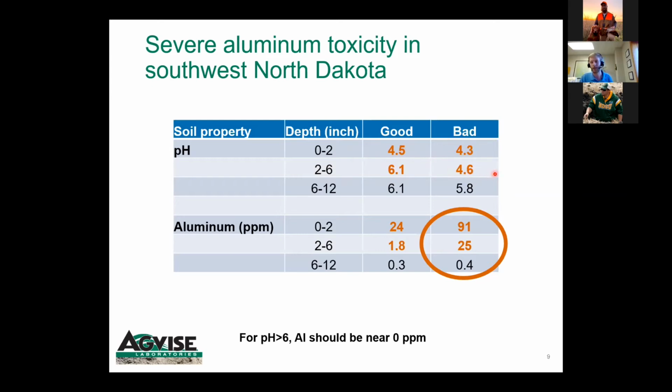And when we look at how much aluminum was created because of the low pH, in the top 2 inches, it was way up at 91 and 25 parts per million, which is a lot of aluminum. If you have pHs that are greater than 6 or close to 6, you shouldn't have any soluble aluminum there that wouldn't create any aluminum toxicity issue. But this is an example of where that's causing a problem.